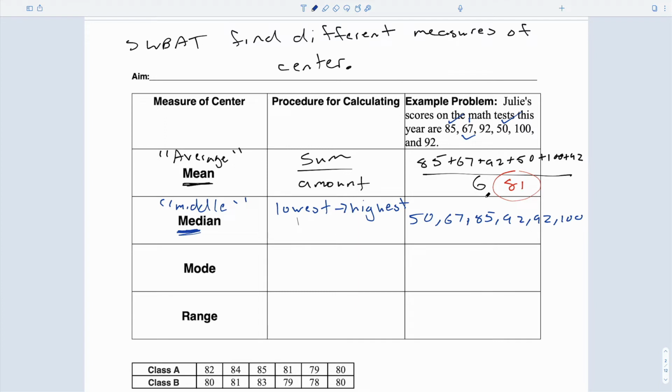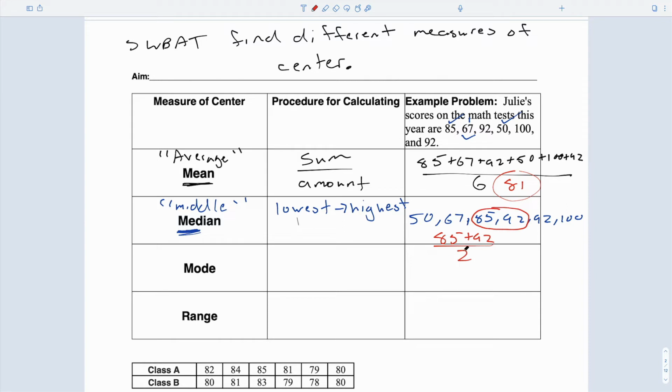When you're looking for the middle number, you want the left and right sides to have the same amount. So if I circled 85, are there the same amounts on the left and right? No, so I can't do that. Well, 92 is the same problem. If you get to a point where all the numbers are even, you're going to have to circle 2 numbers. The 2 middle numbers are 85 and 92. The way to get the median is you add those together and divide by 2. Add 85 plus 92.